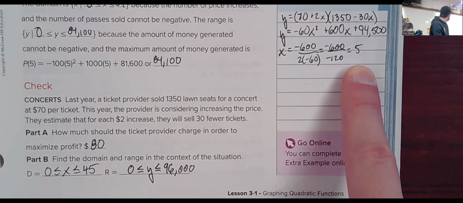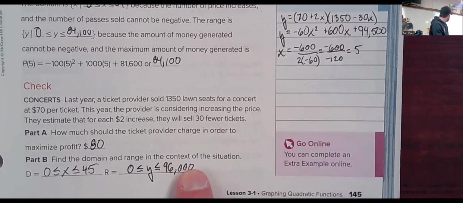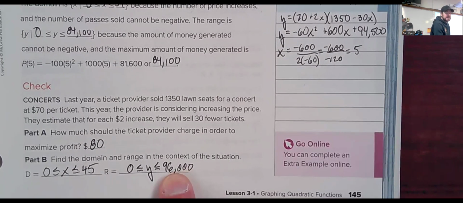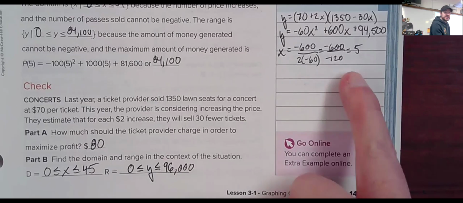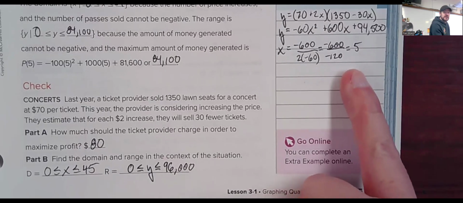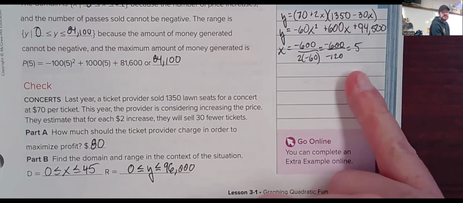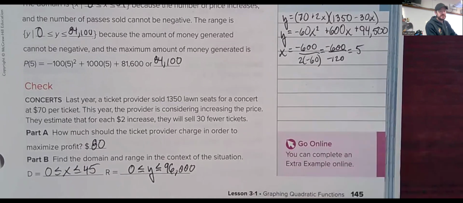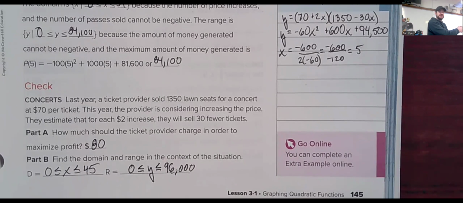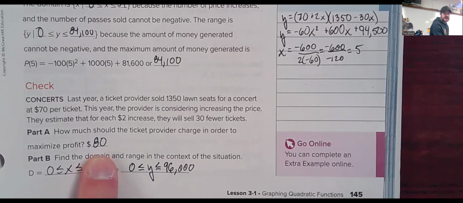So the maximum value should be 96,000. Did you get 5 for x? In terms of the number of increases? What's that? 2 each time. Oh, so you did the 2, 2, 2, 2, 2. Okay. That should get you to the same place. So did you get an $80 ticket for the maximum price?